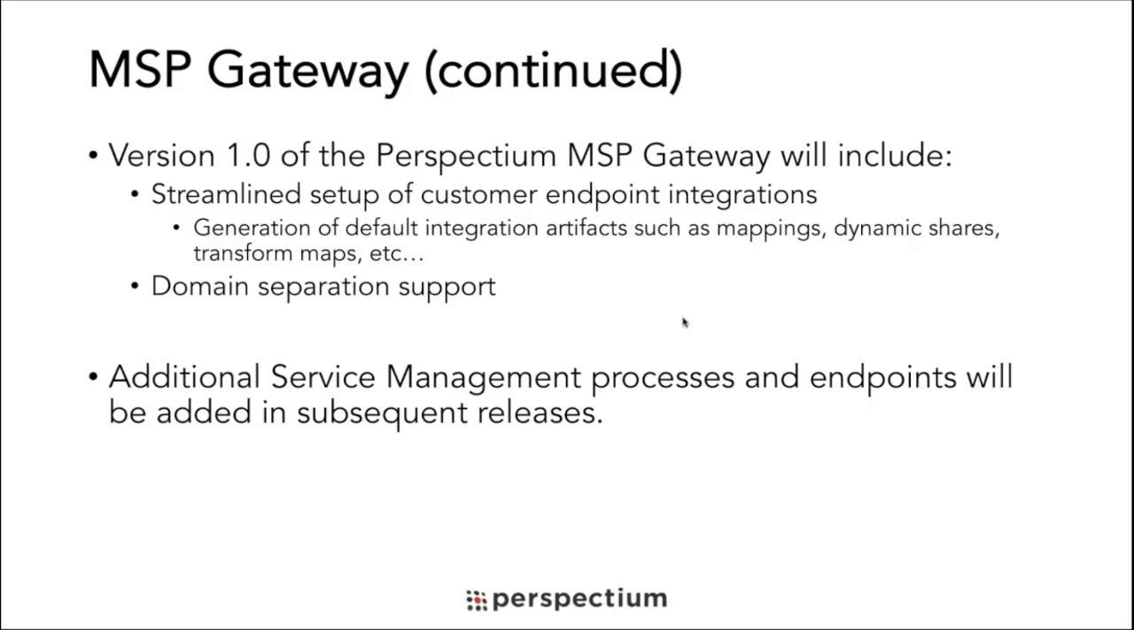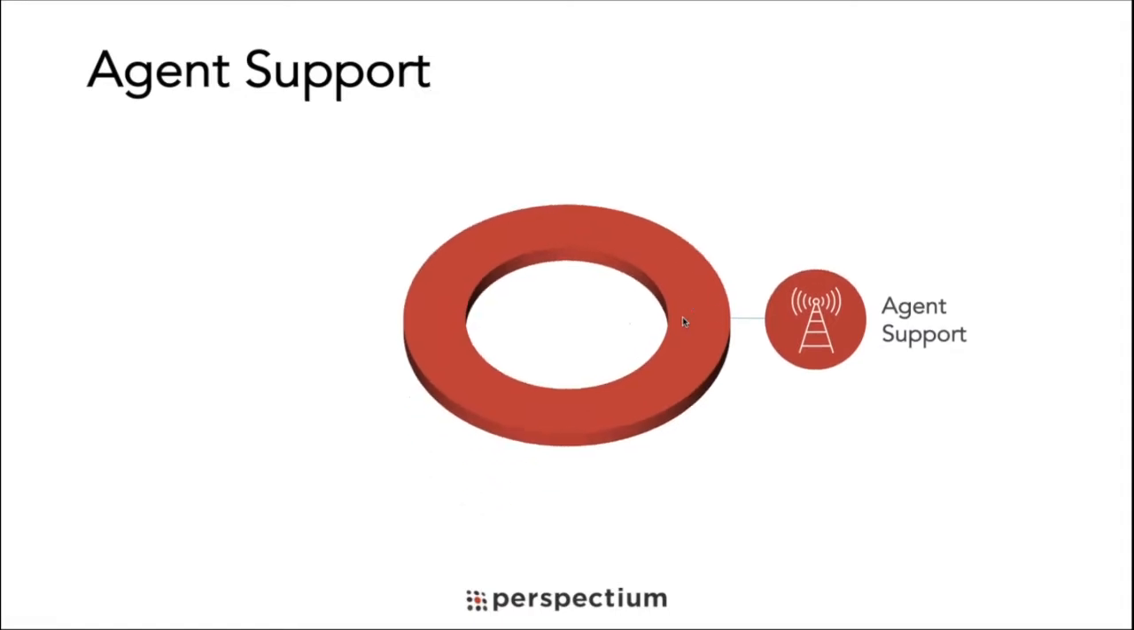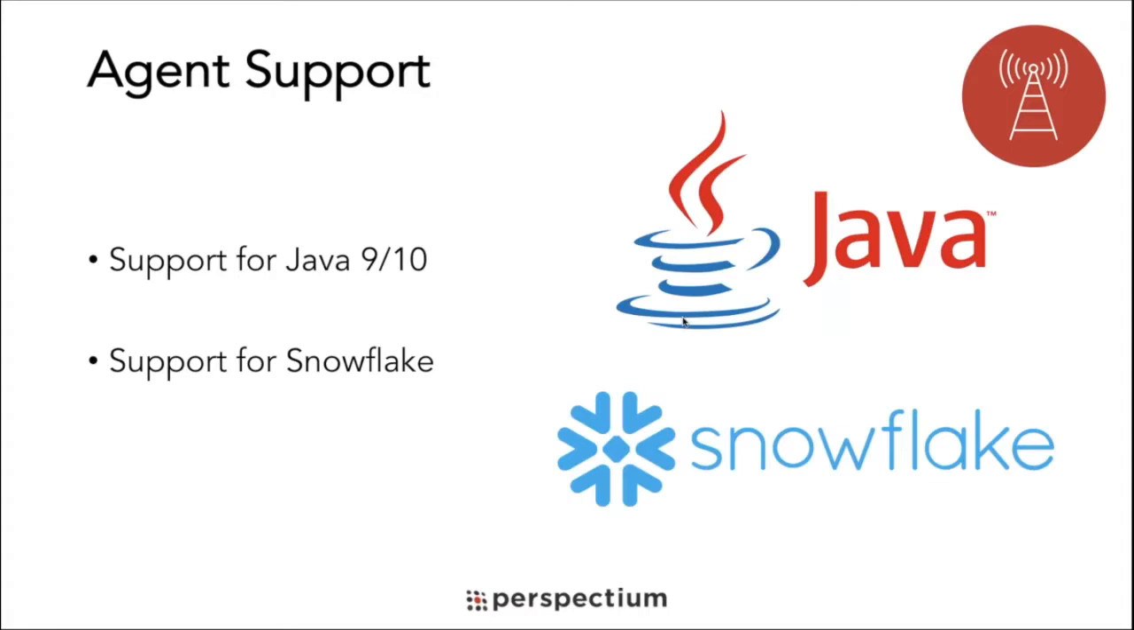So let's take a look at the last of the themes for the Dubnium release, which is around some additional agent support that we've introduced. Specifically in this release, we've now added support for Java 9.10 and for Snowflake as well. Java 9.10 support provides a highly available solution that allows customers to run multiple agents over AMQP while maintaining queue order to support dynamic and bulk shares. And our Snowflake support will allow you to connect with the Snowflake data warehouse, which is definitely making some waves out there in the industry.